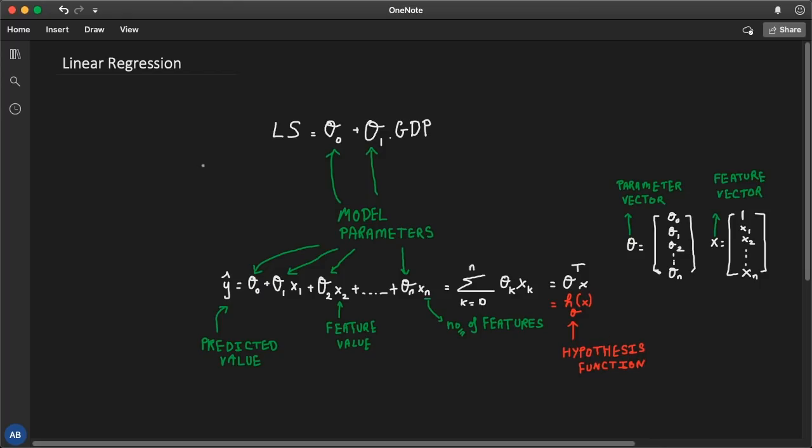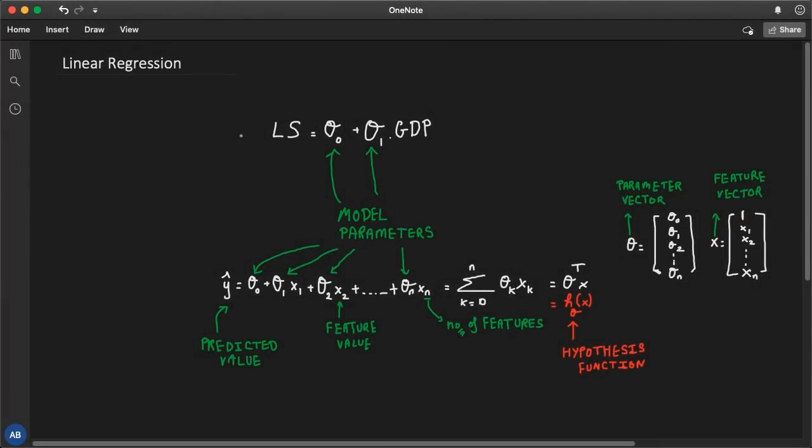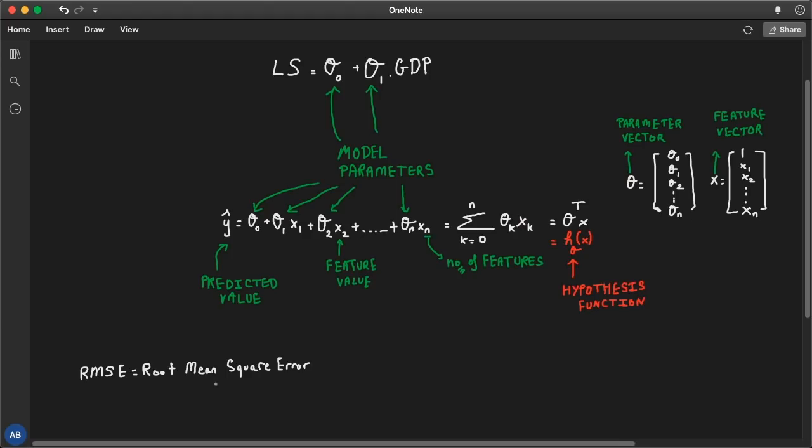Okay, so that's the linear regression model. So now the question is, how do we train it? Remember that training a model means setting its parameters so that the model best fits the training set. For this purpose, we first need a measure of how well or badly the model fits the training data. A common performance measure for regression models is the RMSE, that is the root mean square error. Therefore, to train a linear model, you need to find the best theta that minimizes the RMSE.